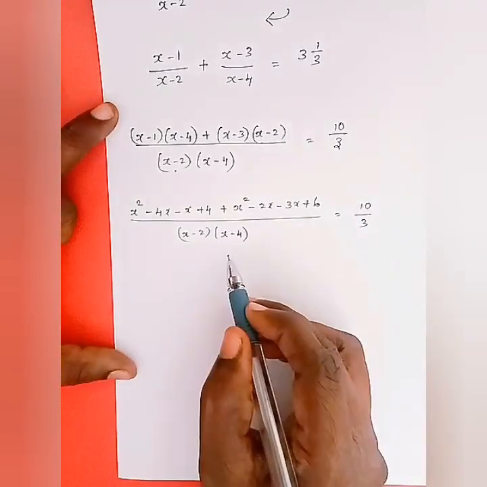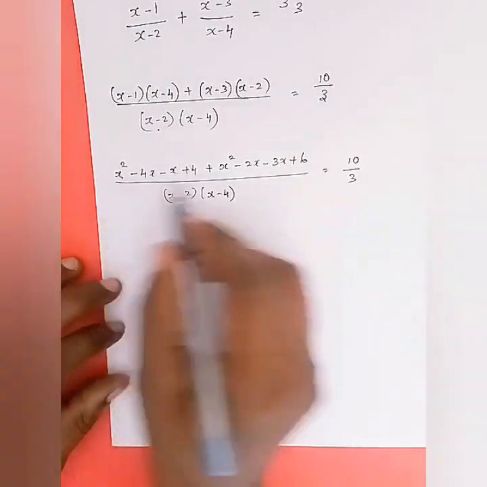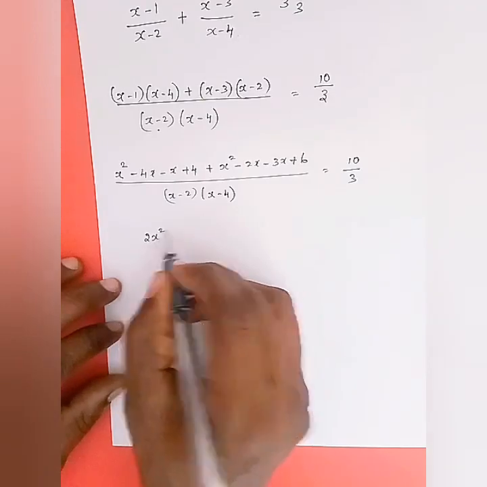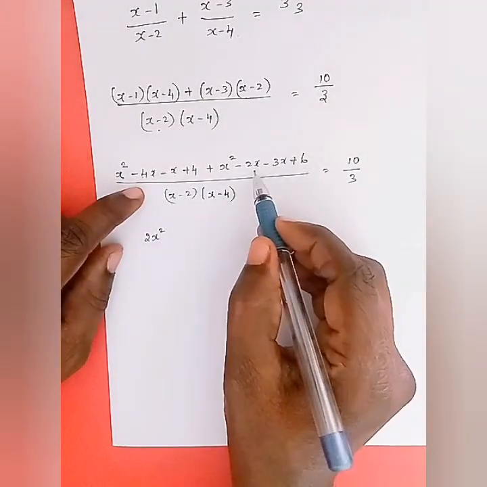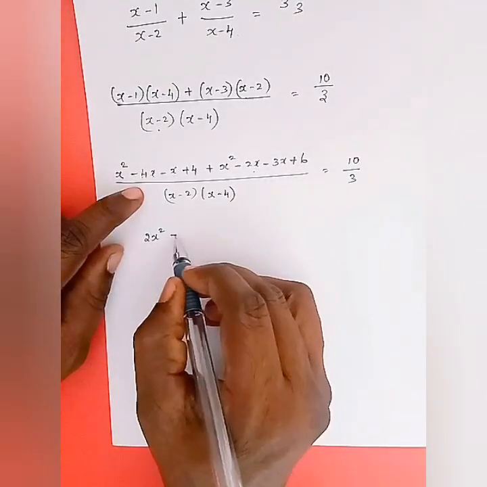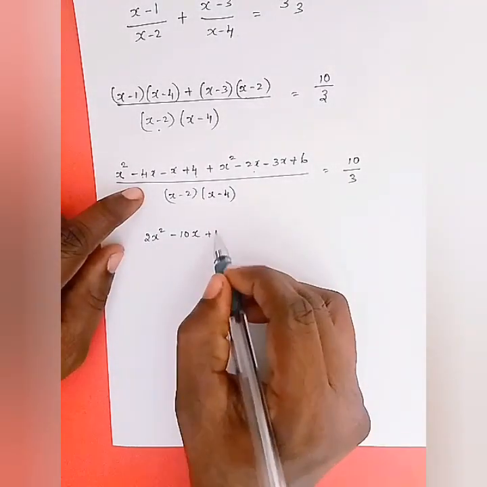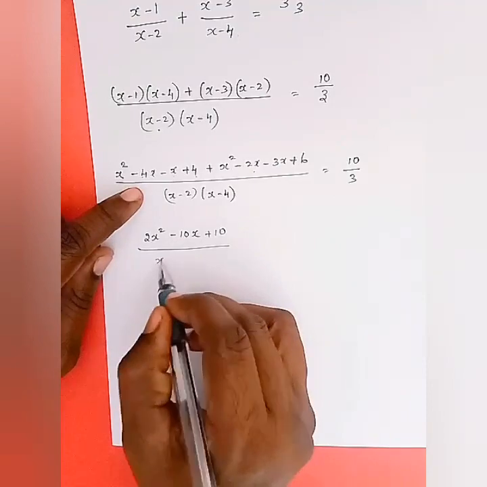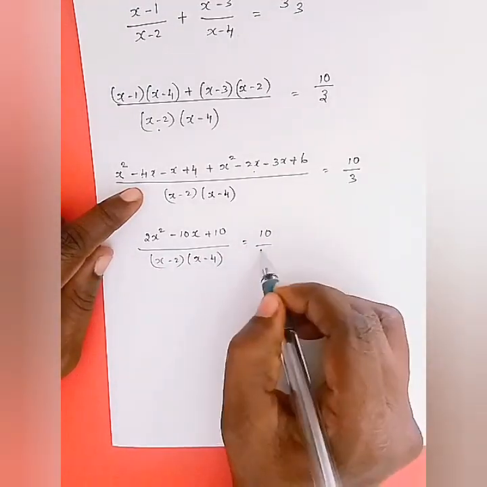This also we are going to multiply, but at present I am keeping it as it is. Now x square plus x square is 2x square, minus 4x minus x is minus 5x, minus 5x minus 2x is minus 7x, and minus 3x is minus 10x, and 4 plus 6 is 10, divided by (x minus 2) into (x minus 4) equal to 10 by 3.